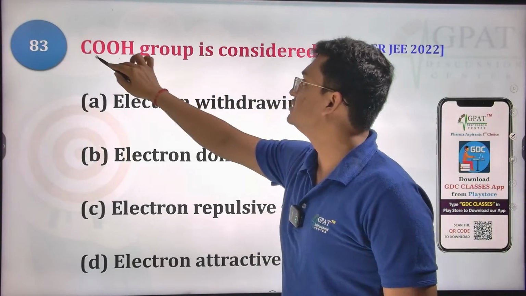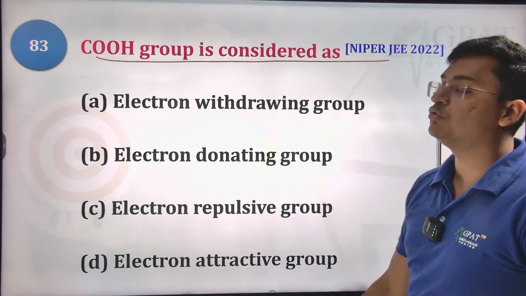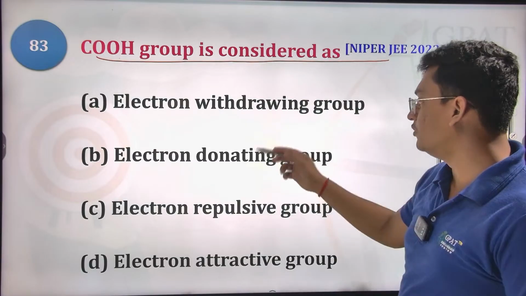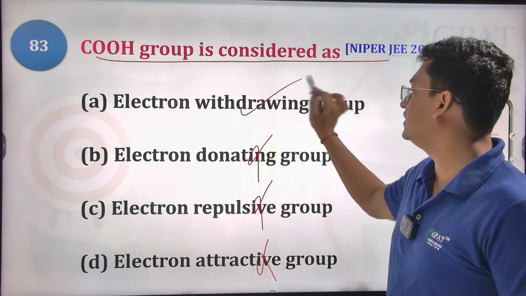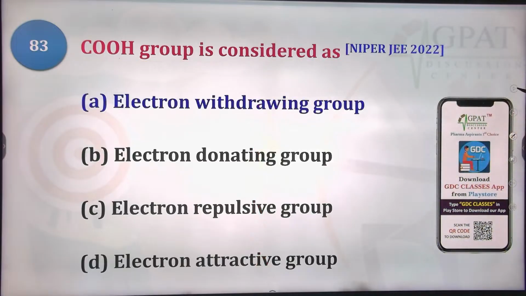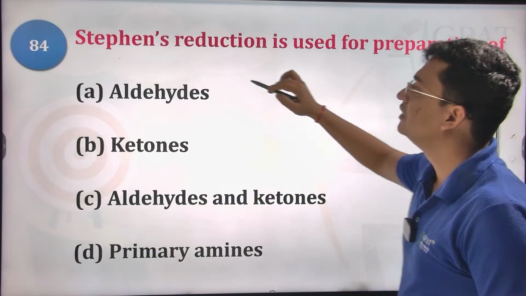Next question: the COOH group, the carboxylic group, is considered as an electron withdrawing group, donating group, repulsive, or not at all possible. It's an electron withdrawing group. Carboxyl is having a strong -I effect.